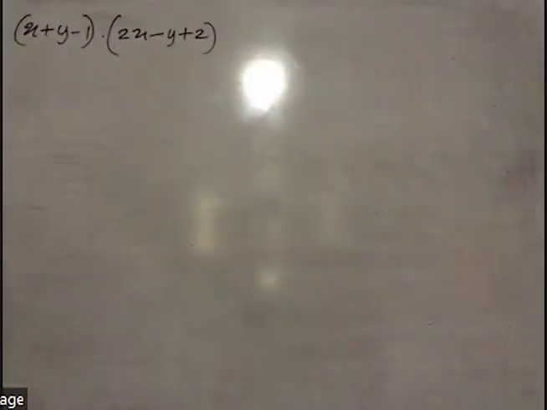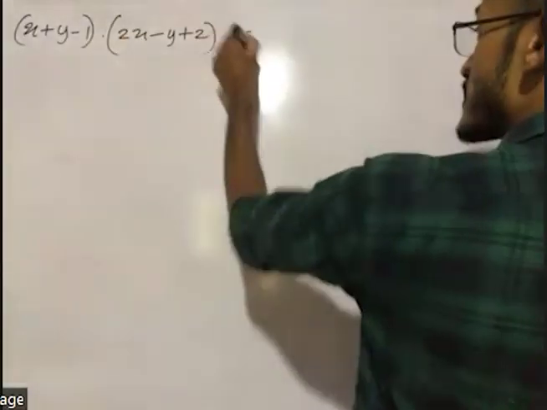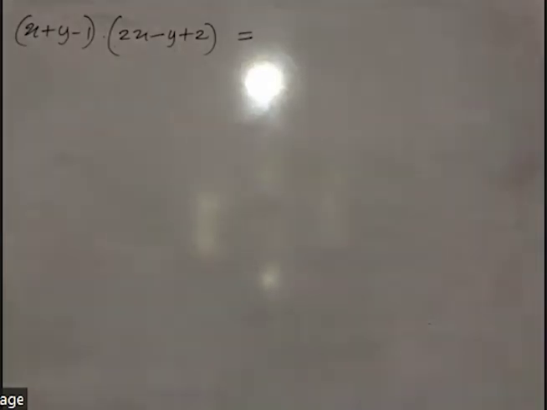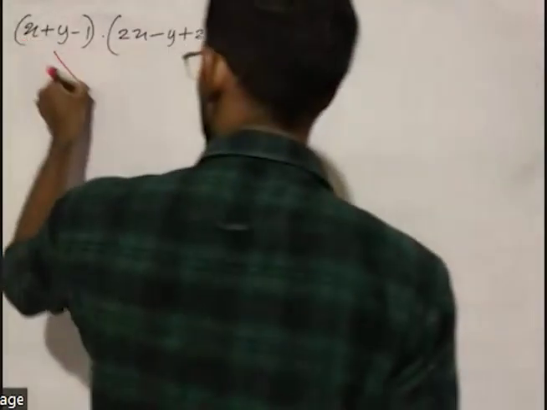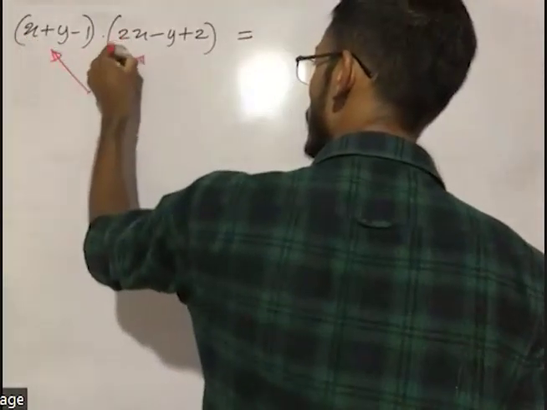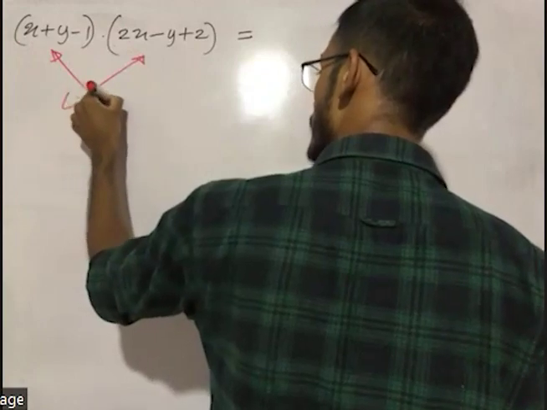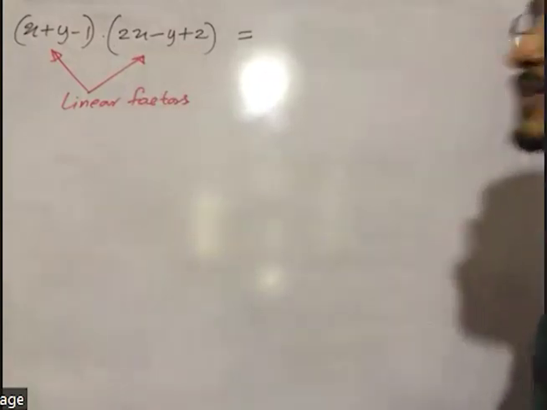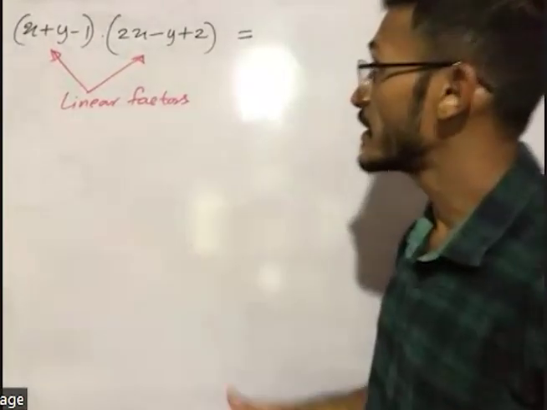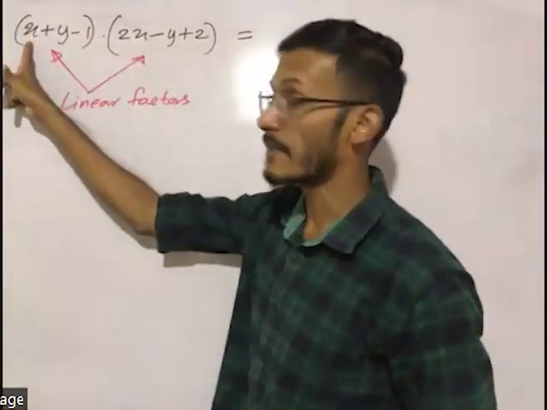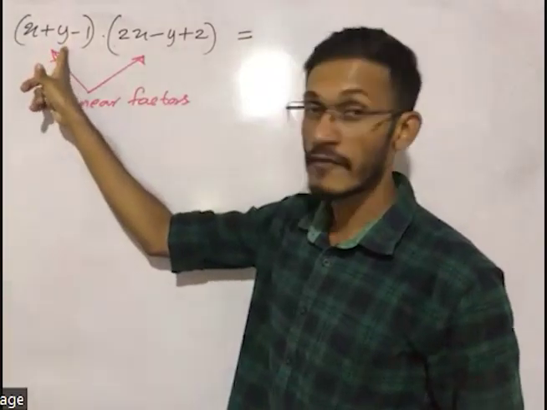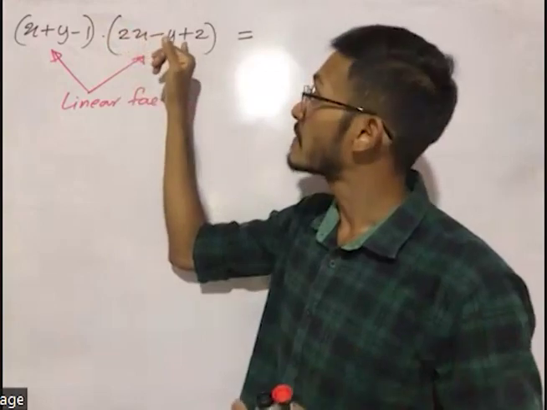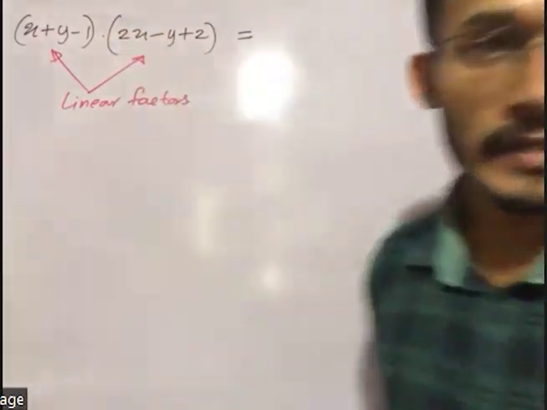Now, these are two linear factors. I'm going to multiply these two linear factors. Linear means the maximum power of x is 1 and the maximum power of y is also 1. Here also the maximum power of x is 1 and the maximum power of y is also 1.